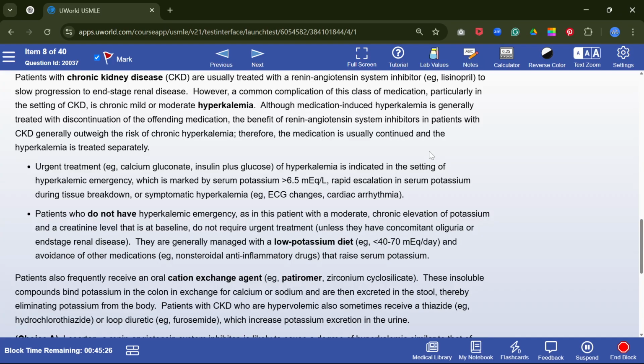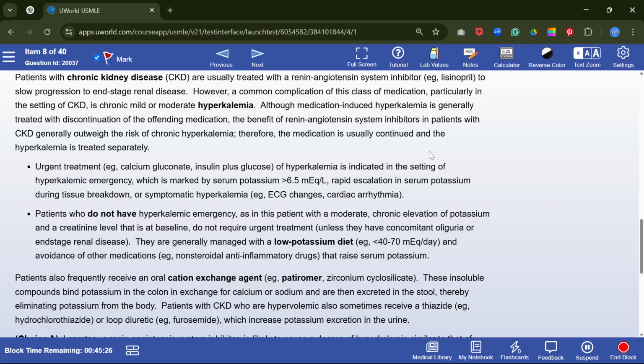Urgent treatment: calcium gluconate, insulin plus glucose. This is indicated in the setting of hyperkalemic emergency, which is marked by serum potassium more than 6.5, rapid escalation in serum potassium during tissue breakdown, or symptomatic hyperkalemia, ECG changes, cardiac arrhythmia.